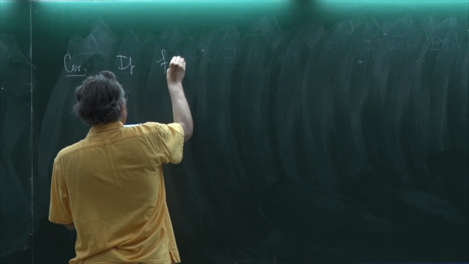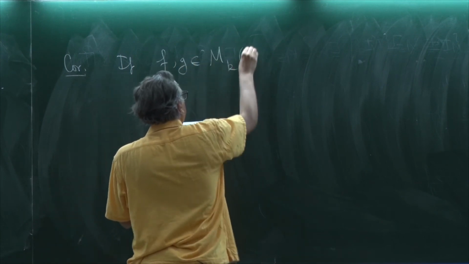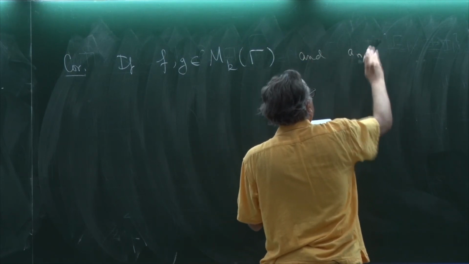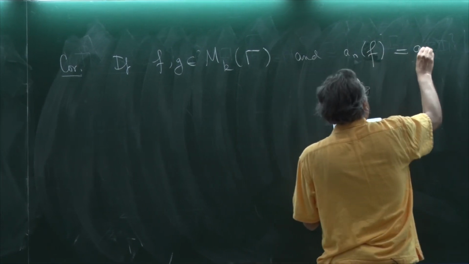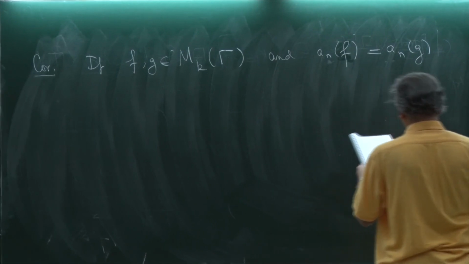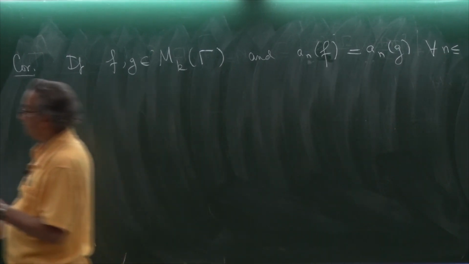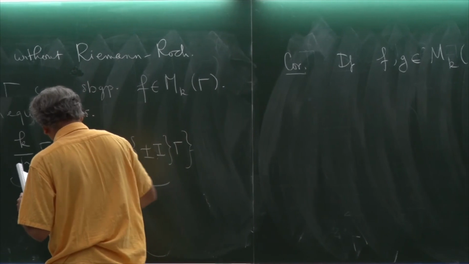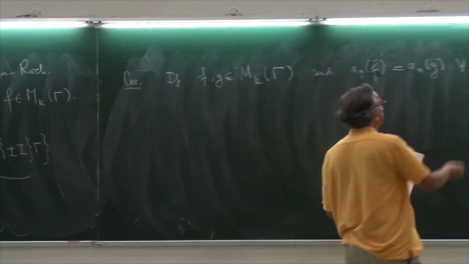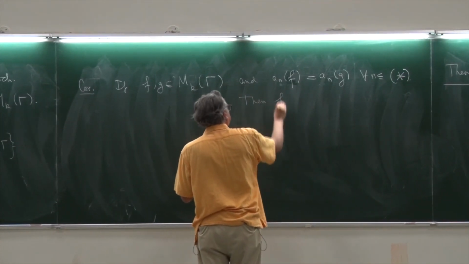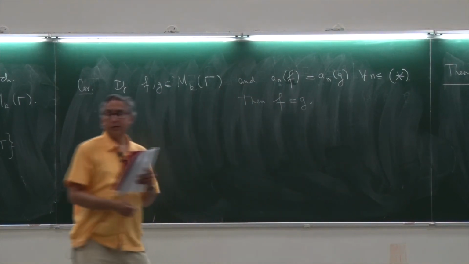So here's a corollary application. If F and G are modular forms of weight k on gamma, and the Fourier coefficient of F coincides with the Fourier coefficient of G for all n less than or equal to this number, star, let's say, then F equals G. So that's a very good thing to have.